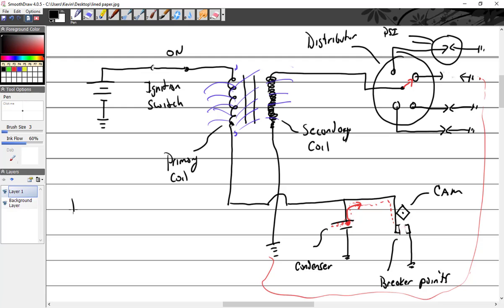And a refresher, what does PSI stand for? PSIG, gauge. Pounds per square inch gauge. PEPSI, that's just Pepsi.